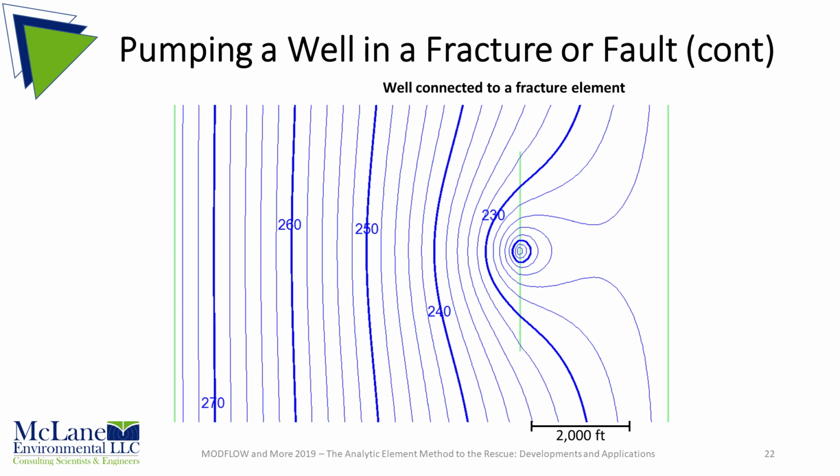We now introduce a transmissive line element running north to south and passing through the pumping well. The particular line element we are using here is what is called a fracture or drain element that provides a very thin linear transmissive element.